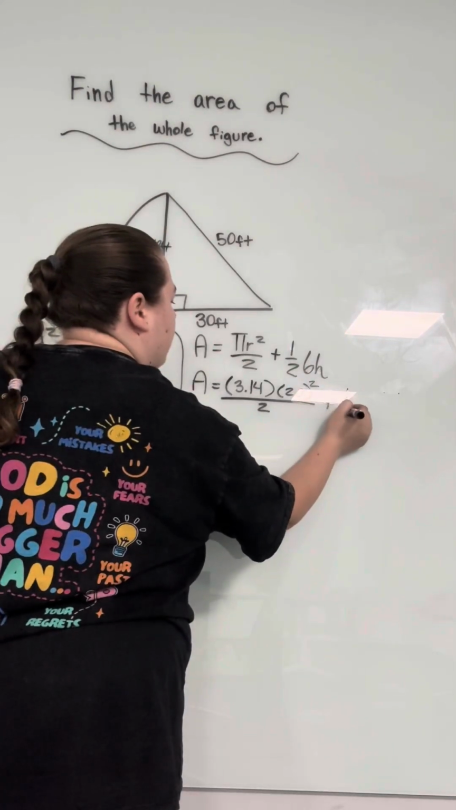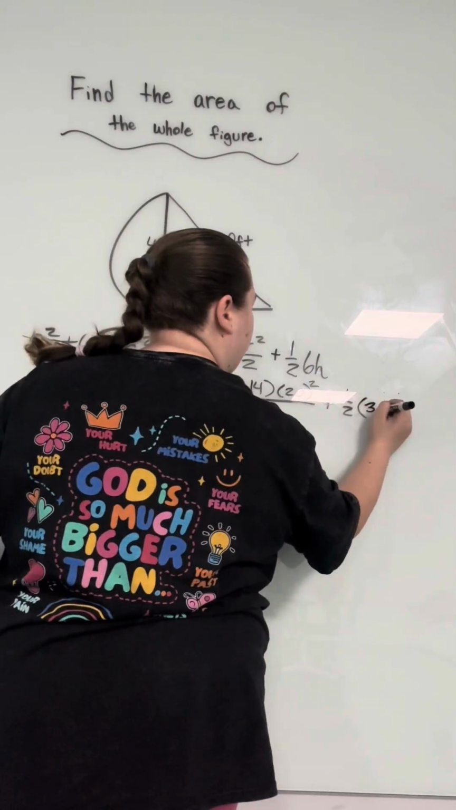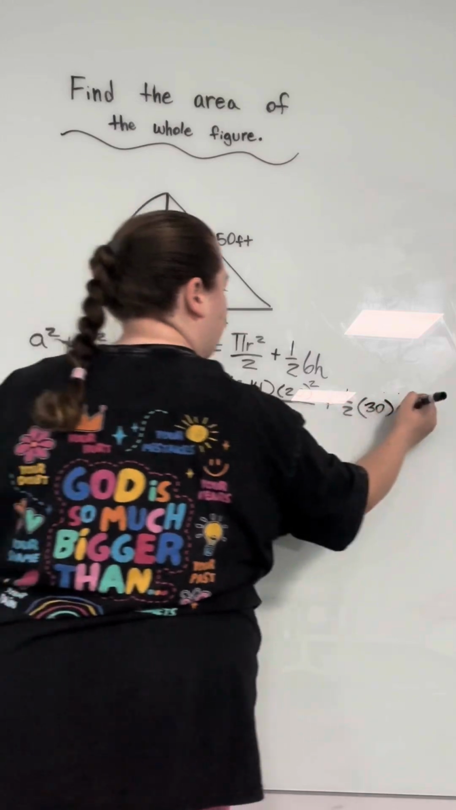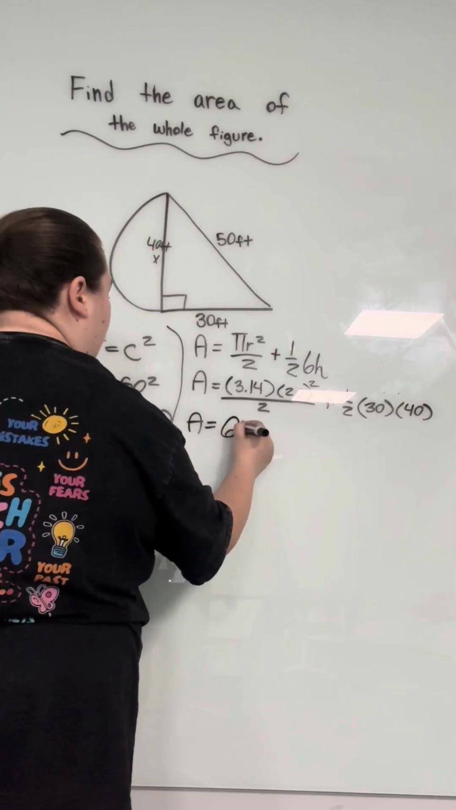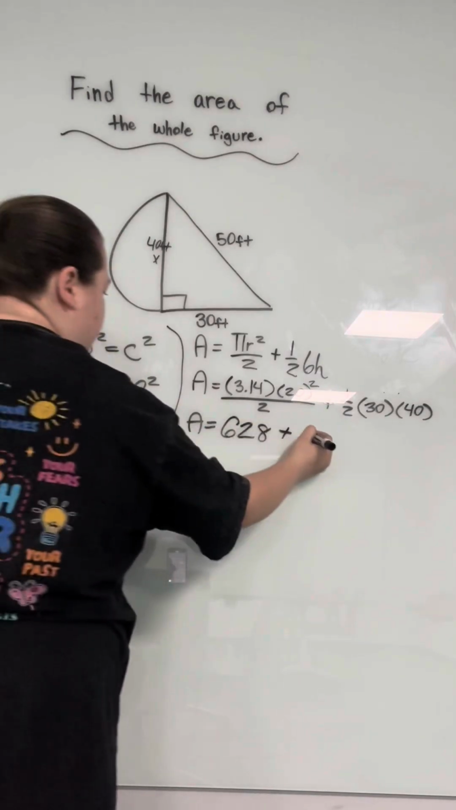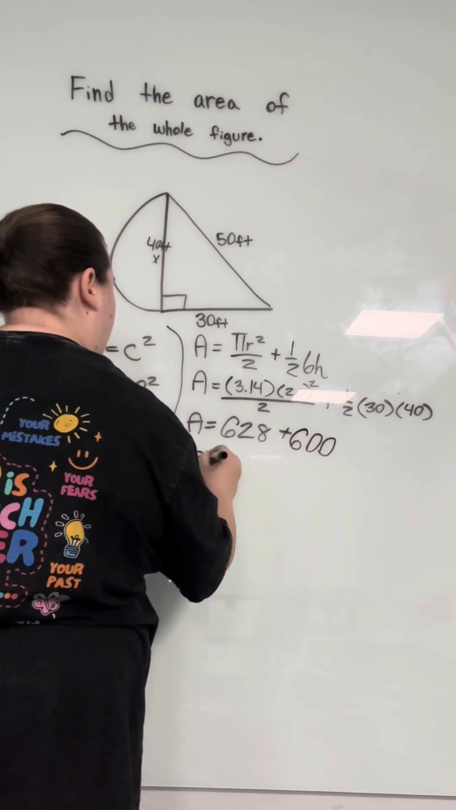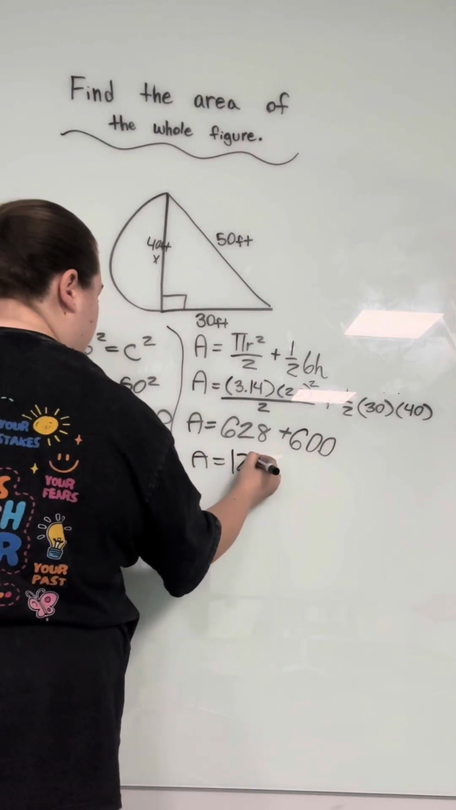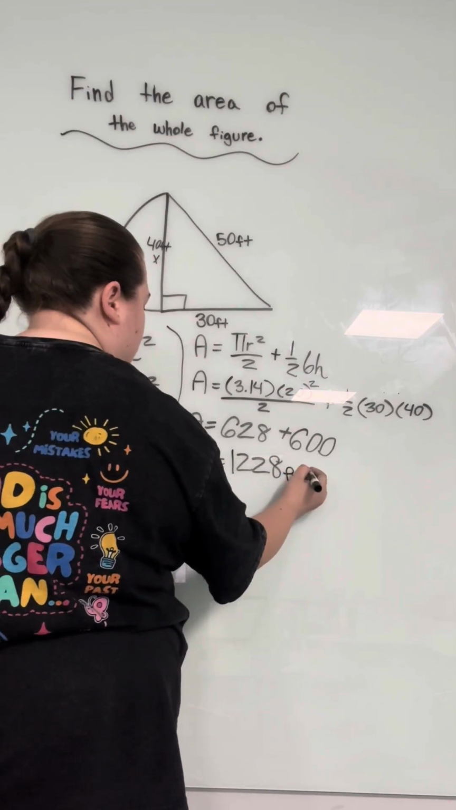1/2 times our base, which is 30, and our height, which is 40. 628 plus 600, and our area should be, we add these together, 1,208. Remember to add our units, which are feet squared.